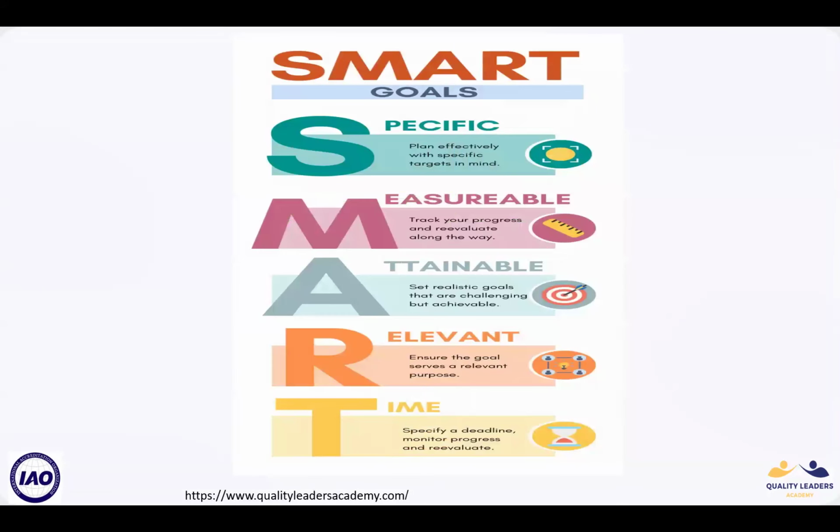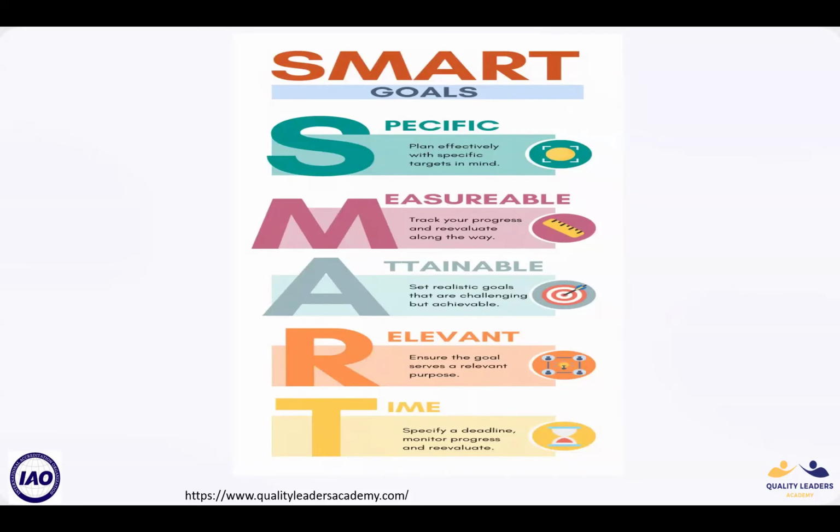So now coming to the SMART goals. We have discussed this in the earlier session as well. Your goals should always be SMART. Specific, like you should plan effectively with specific targets in mind. Measurable. If you can't measure, you can't improve. Attainable. You should set realistic, attainable goals. You should not be over challenging yourself.